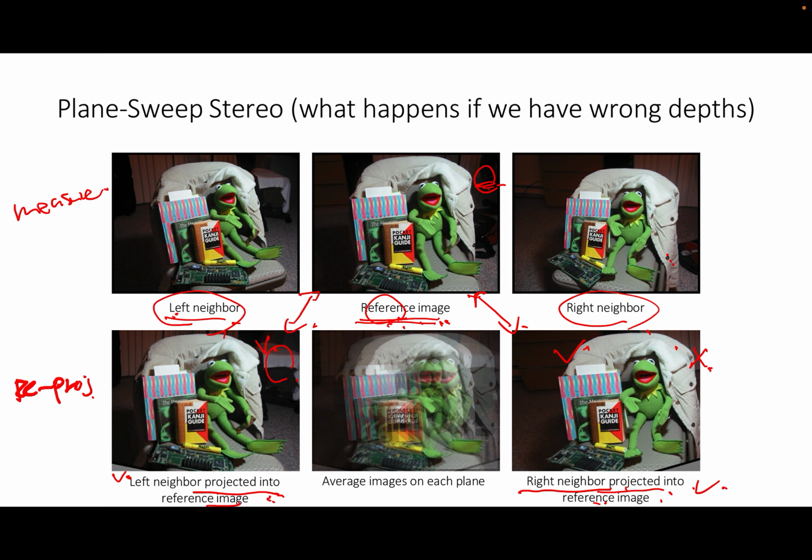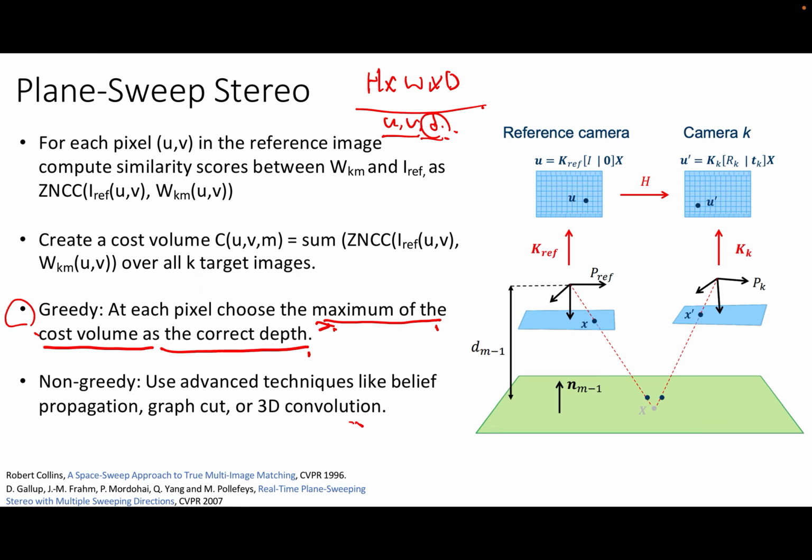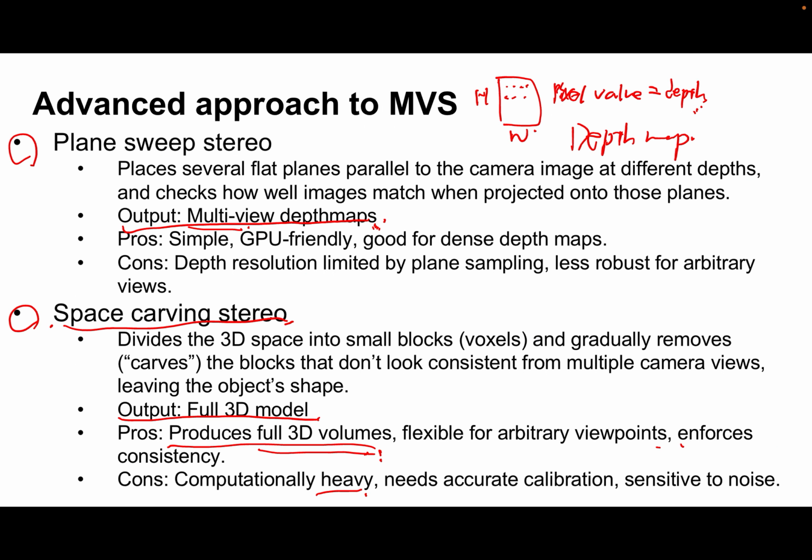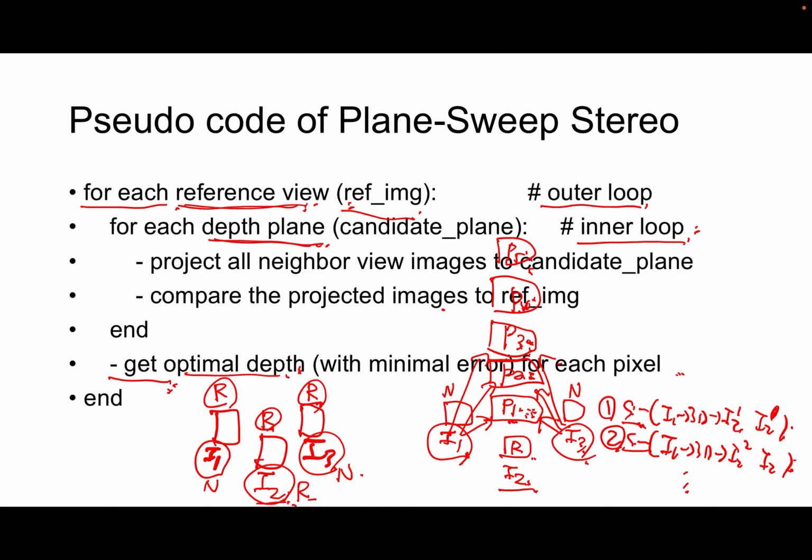Anyway, this is an overall description of plane sweep stereo. Let me just briefly summarize it. This pseudocode shows the plane sweep stereo. There are two loops, an outer loop and an inner loop. In the outer loop, we iterate over each reference view. Let's say we have 3 images, then each image becomes the reference image. For each reference image, we construct virtual depth planes, and we project all neighbor views to the candidate plane, and then compare the projected images to the reference image.